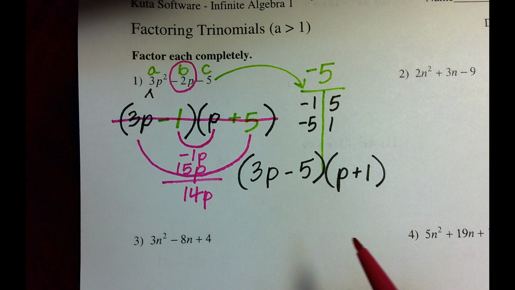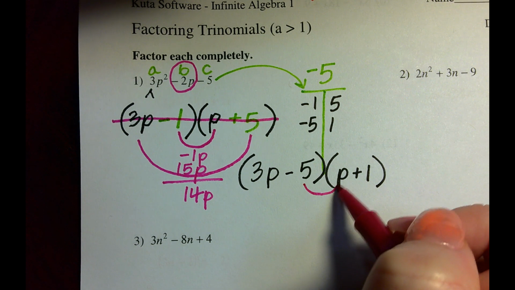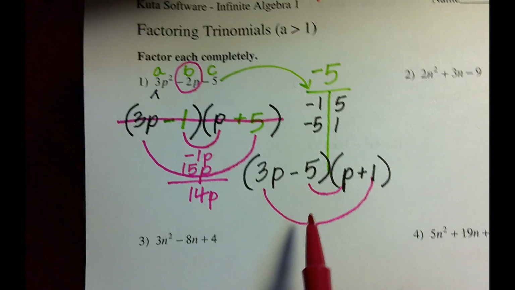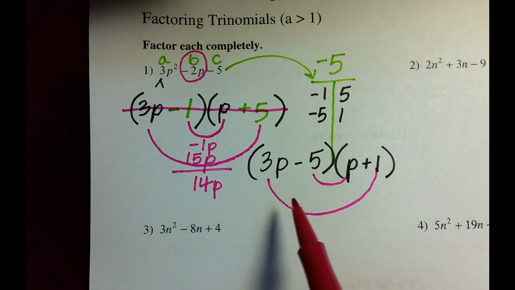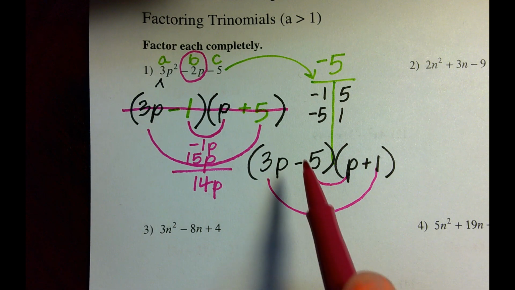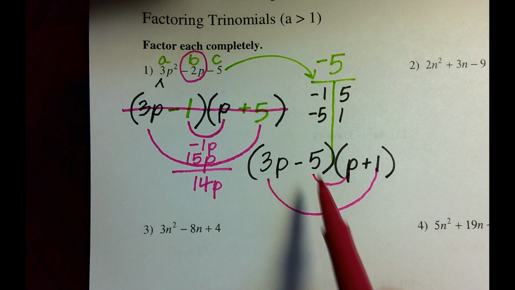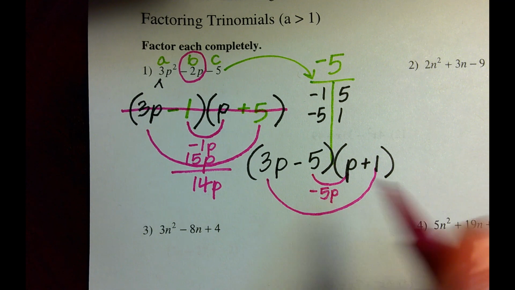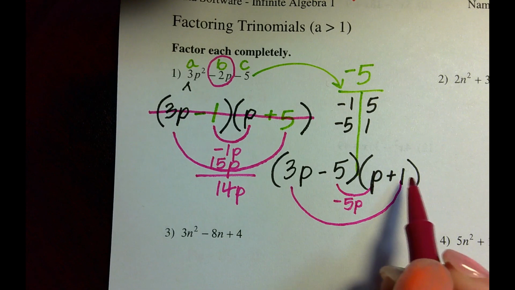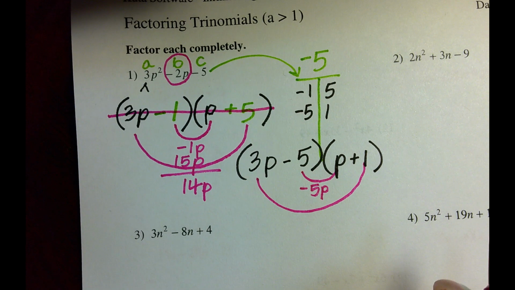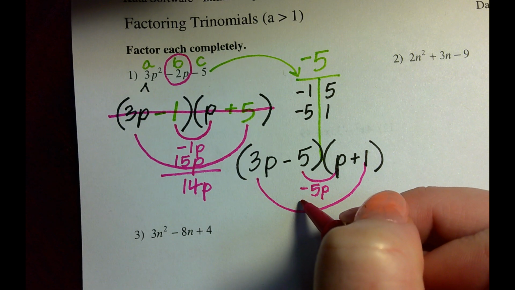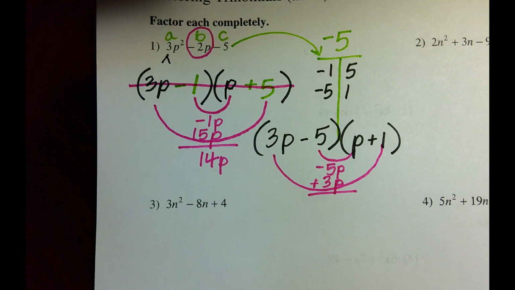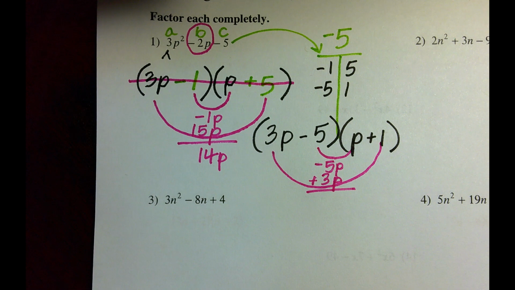So we'll use the rainbow method again. We're going to multiply our inner terms and our outer terms. So -5 times p, what does that give us? -5p, perfect. And 3p times +1? 3p. And what happens when I add -5 plus 3?